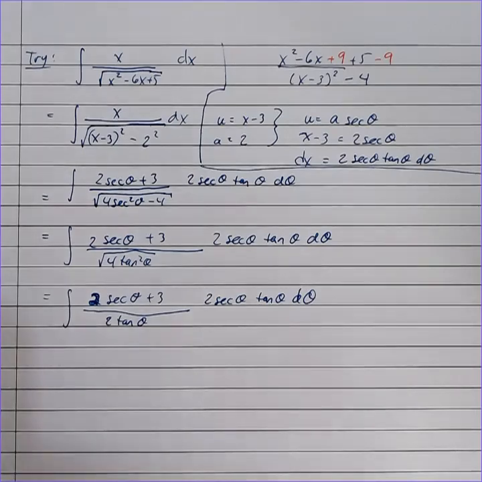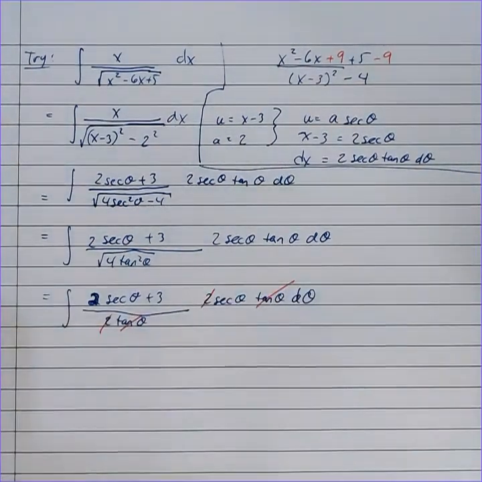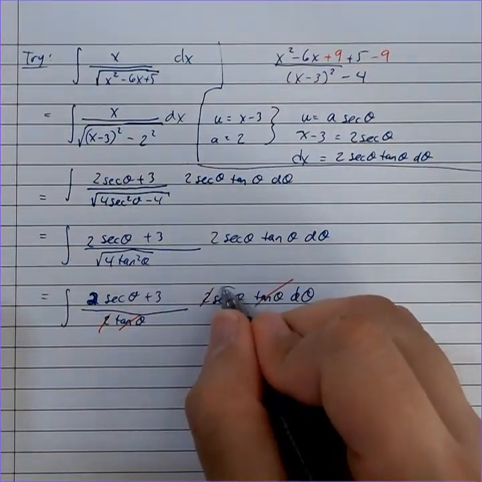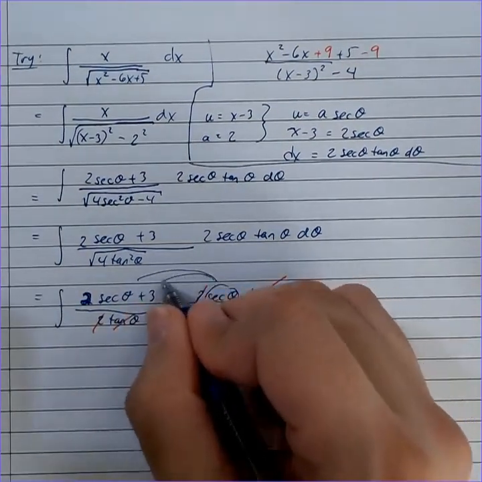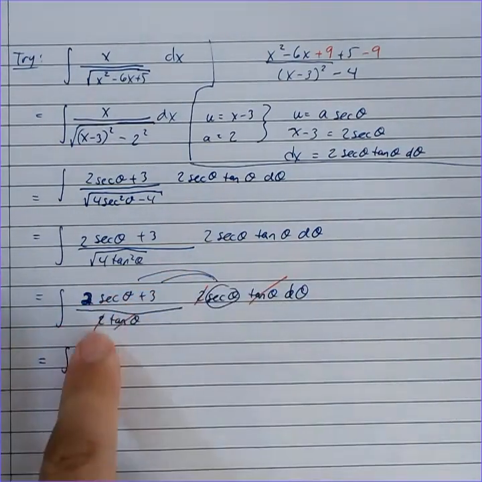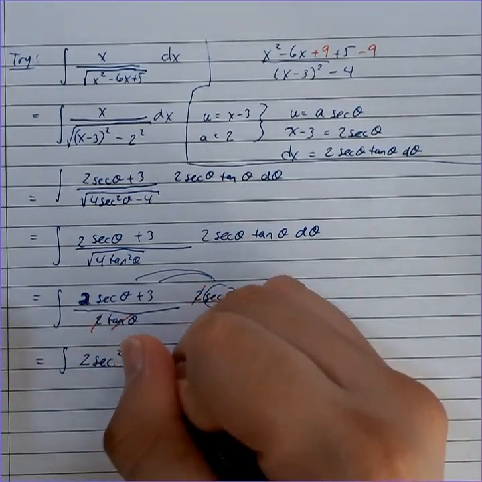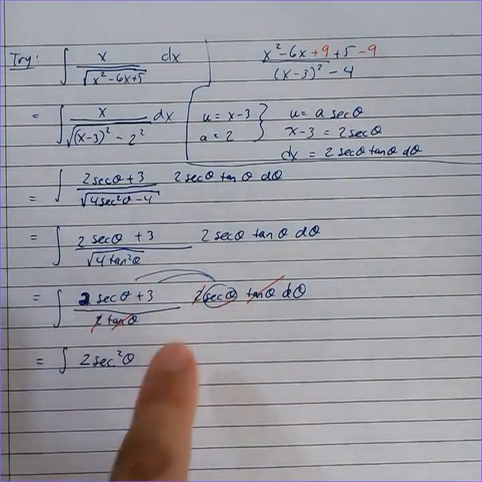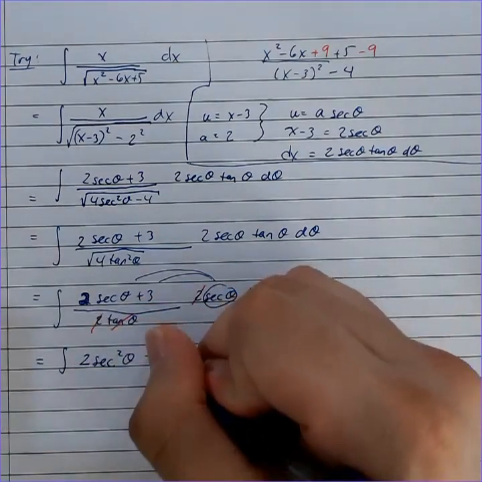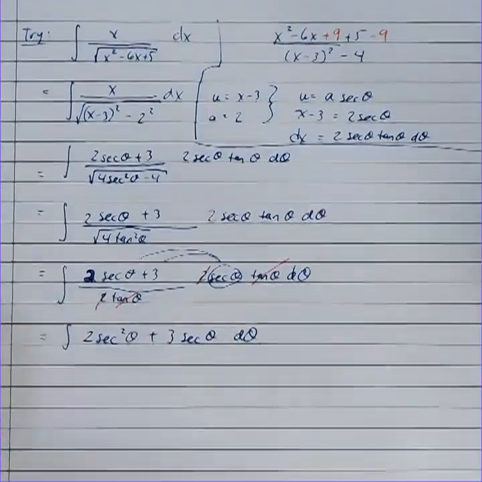A few things divide away now. 2 divides 2. Tangent of theta divides tangent of theta. And now this secant of theta can be distributed throughout those two terms. So now we have the integral, there's no more denominator, of 2 secant squared of theta, secant times secant, plus 3 secant of theta d theta.